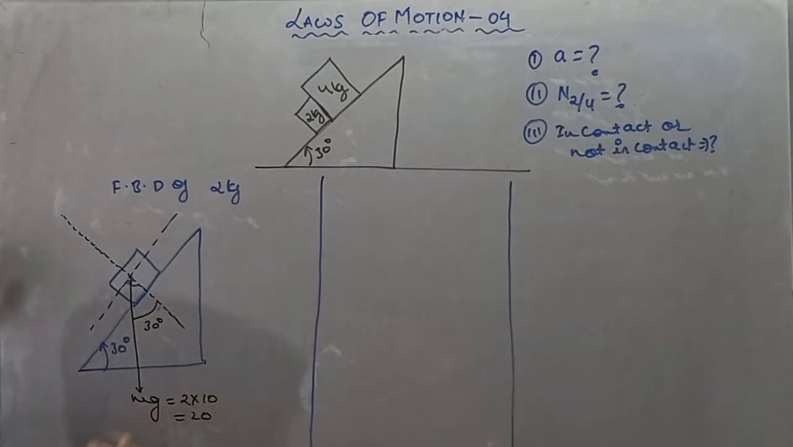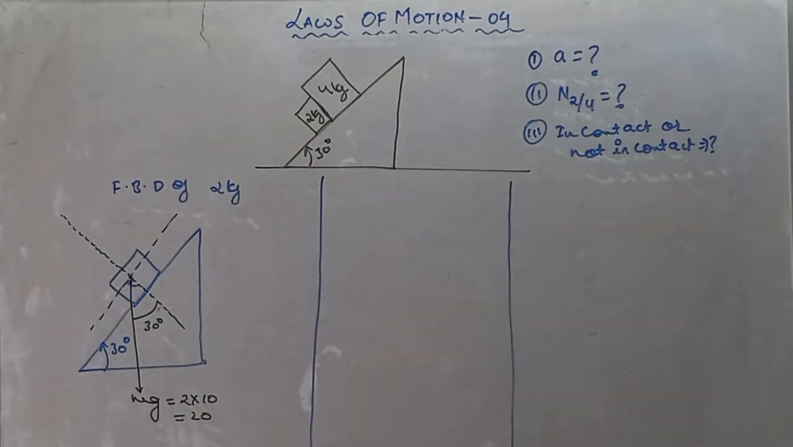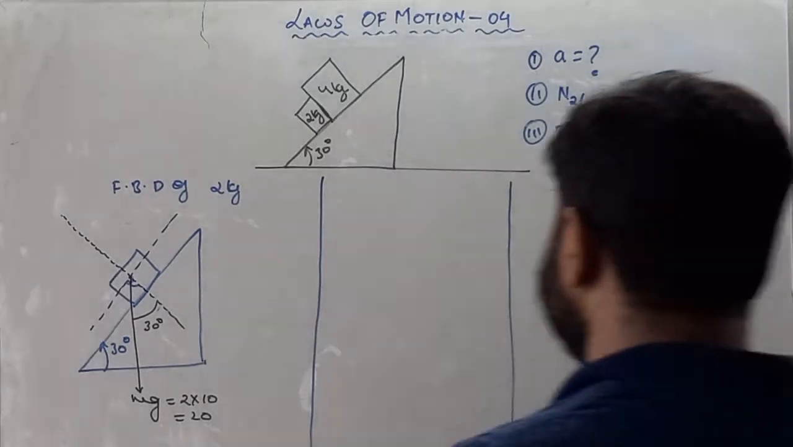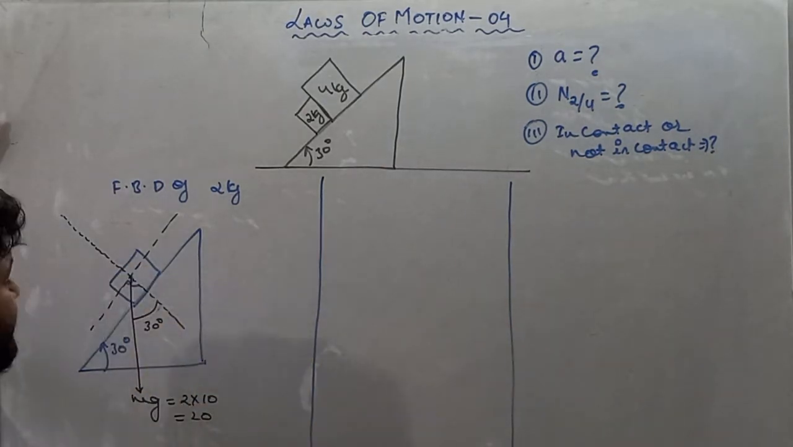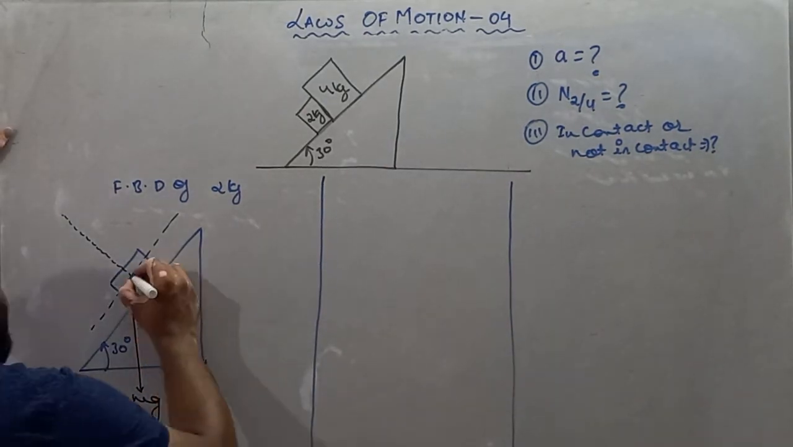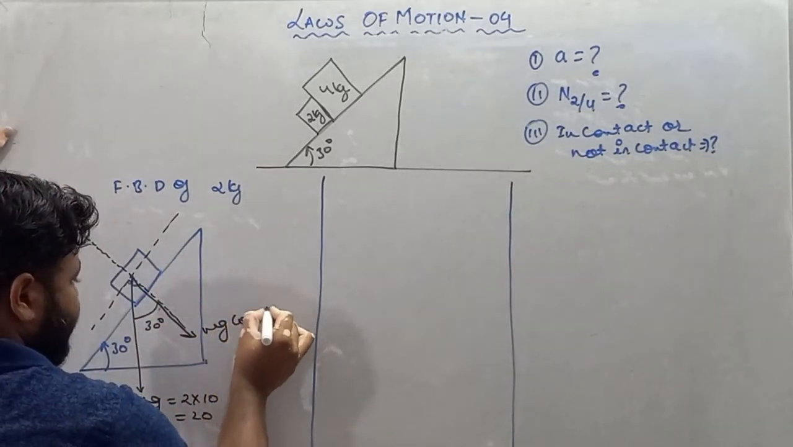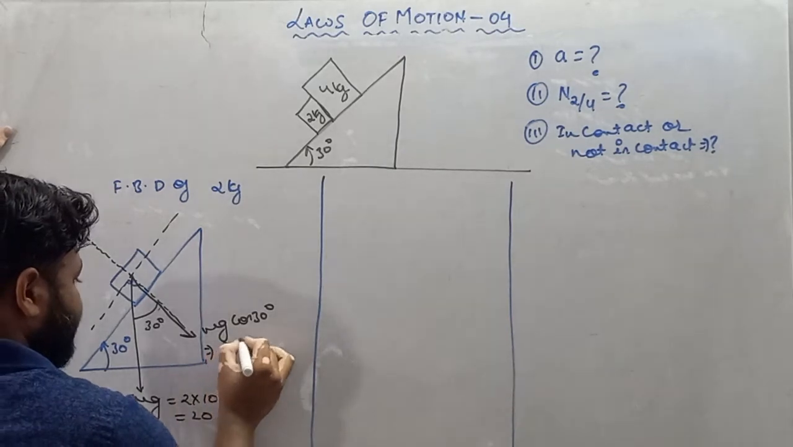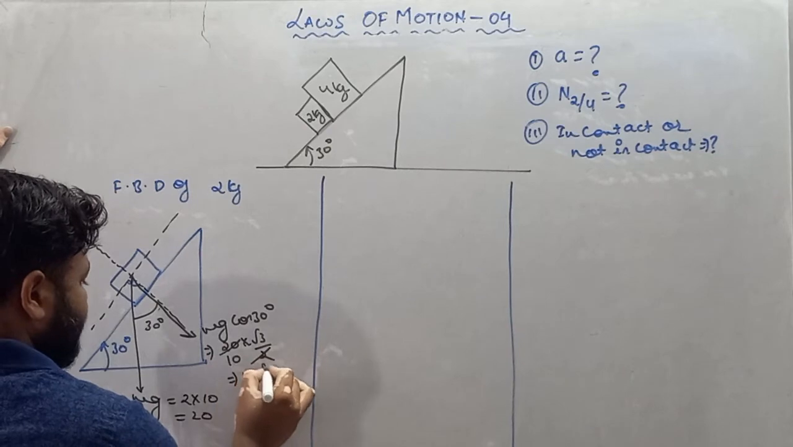Now we have to split the component of weight, because we know that weight is a force and force is a vector quantity. If any vector quantity makes some angle, then we have to split its components. For any vector, we split two components, one is cos, another is sine. The cos component is along the line with which the angle is formed. So here comes cos. It is mg cos 30. Mg is 20 and cos 30 is root 3 by 2, so it becomes 10 root 3.